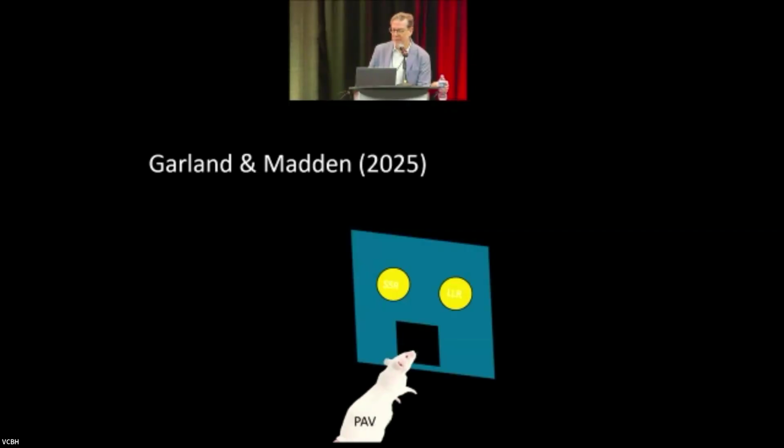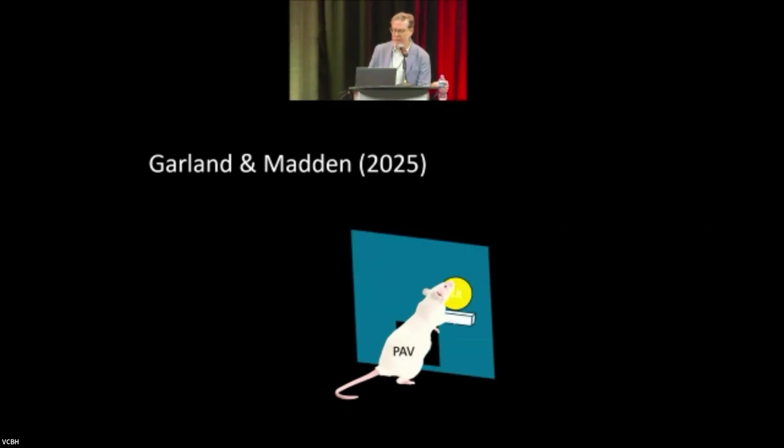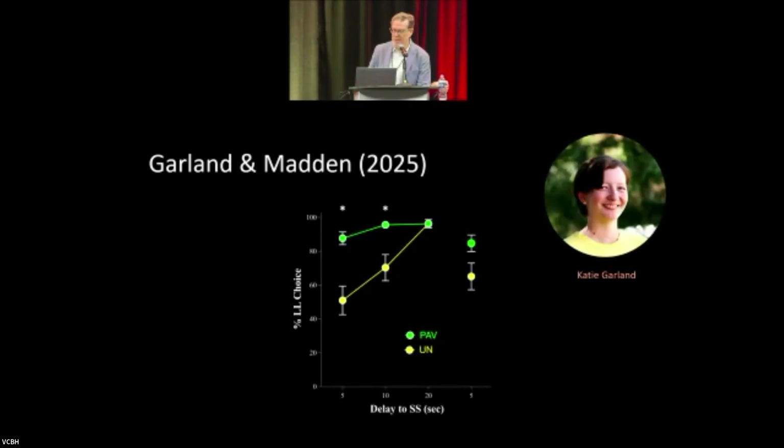So that's what it looks like here. So here's a Pavlovian rat nose poking. They get their beloved lever during the delay to the larger later reward. And the effect of that is that larger later reward choice is significantly higher in the two conditions that it needs to be significantly higher.